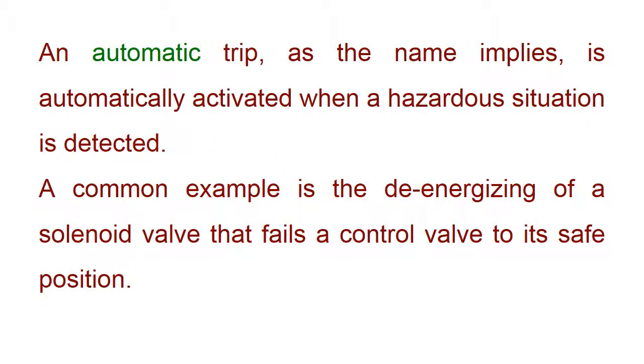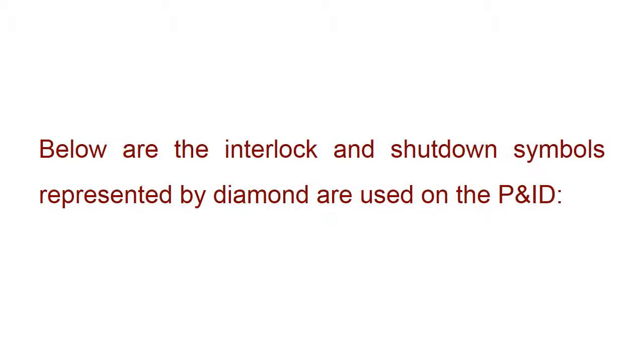An automatic trip, as the name implies, is automatically activated when a hazardous situation is detected. A common example is the de-energizing of a solenoid valve that fails a control valve to its safe position. Below are the interlock and shutdown symbols, represented by a diamond, used on the P&ID.